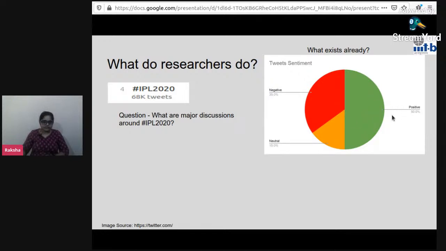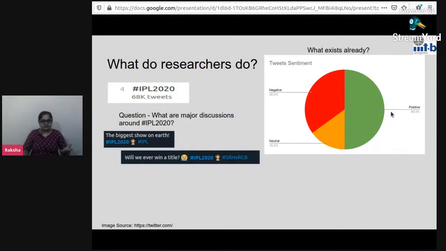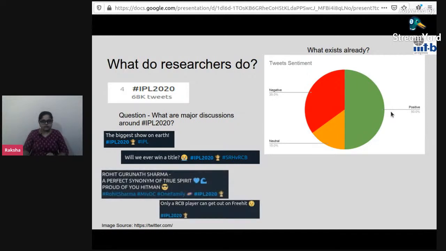Twitter sentiment is something that already exists. So what you do is you go deeper into looking at tweets. Some of the tweets might be positive, some might be negative. Then you start looking at, if some tweets are positive, what are they talking about? Some tweets are negative, that is true, but what are they negative about, or what are they sad about? Or if they are positive, what are they talking about positively? What is the aspect of IPL that they are talking about positively?